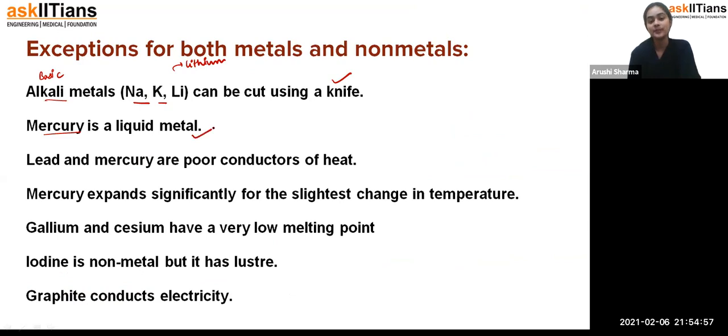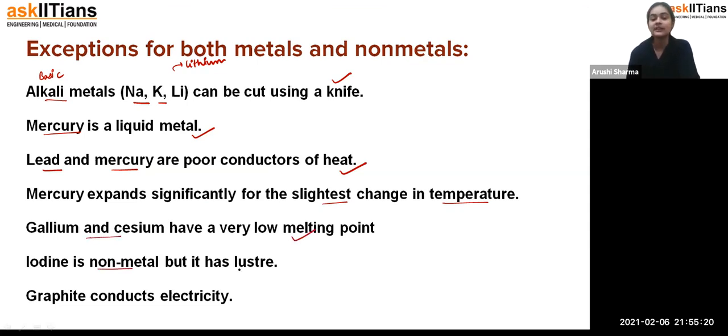Mercury is a liquid metal, we know this. Lead and mercury are poor conductors of heat. Mercury expands significantly for the slightest change in temperature. Even when you change the temperature very slightly, there is a change in mercury as well. Gallium and cesium have a very low melting point, as we have discussed already.